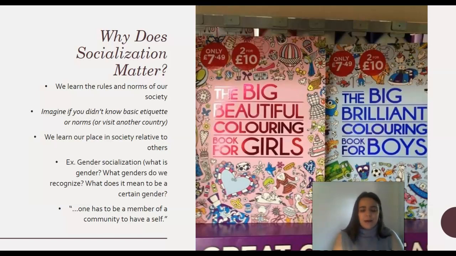And then lastly, I have this quote here from a theorist we're going to talk about in 2 seconds, but he says, one has to be a member of a community to have a self, right? So in order to have a sense of self and a personality, it has to be in relation to other people. It has to be part of a community, right? To be feminine or bold or brilliant, et cetera, those words only have meaning in relation to other people and what we value, okay? So we're going to start to make the argument today that to have a self is to have a social self, in connection to other people in society.